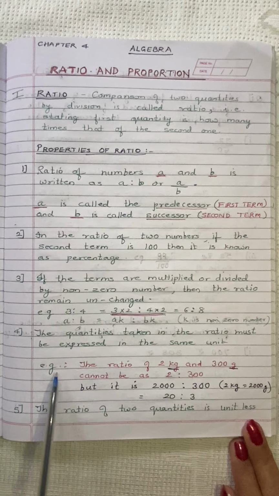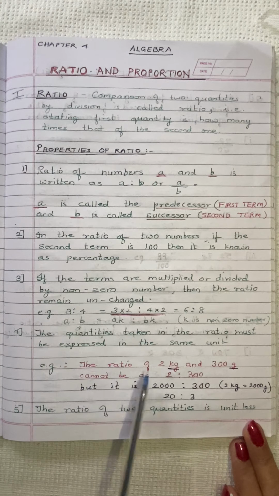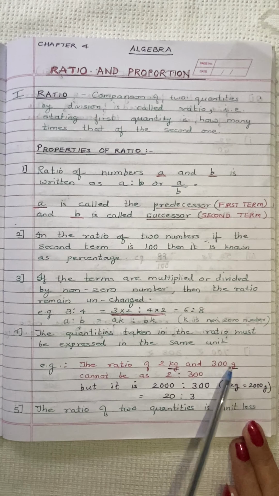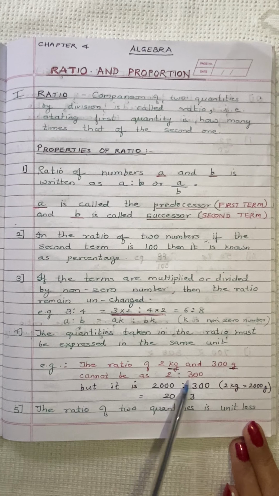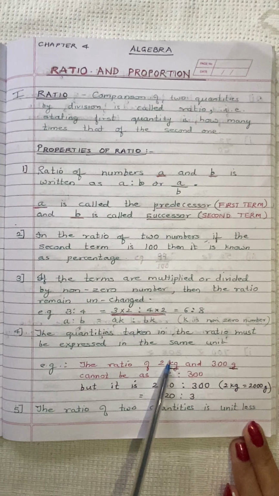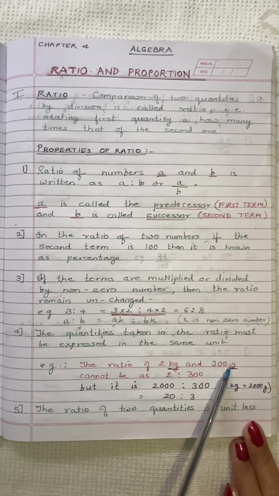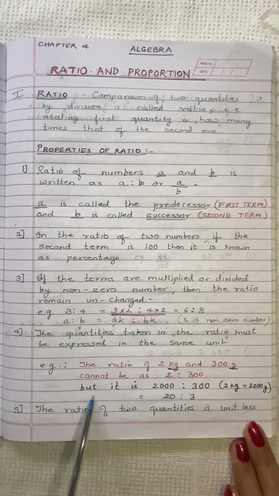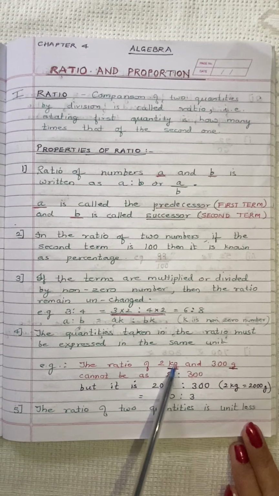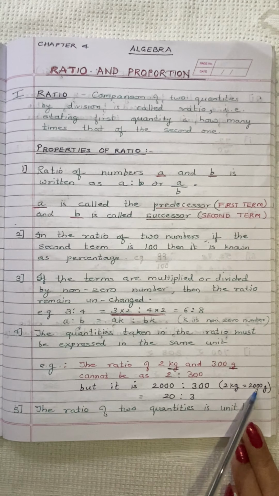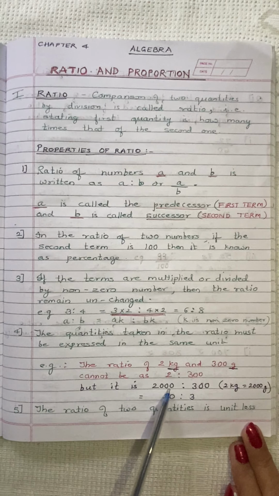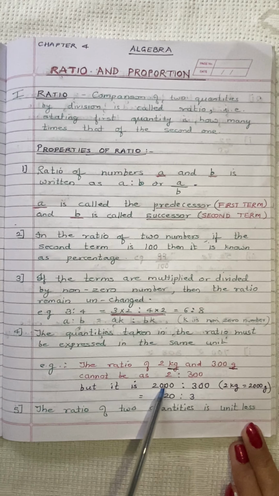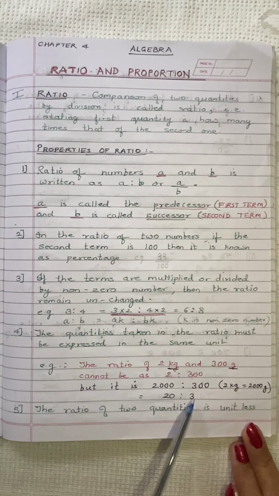Now, we'll check out the example. The ratio of 2 kg and 300 gram cannot be written as 2 is to 300, because this unit is kilogram and this unit is gram. So, both terms should have the same units. We can change kilogram to gram. So, 2 kg is equal to 2000 gram. So, 2000 is to 300. We can reduce the zeros, 2 zeros here, 2 zeros here. So, it is 20 is to 3.